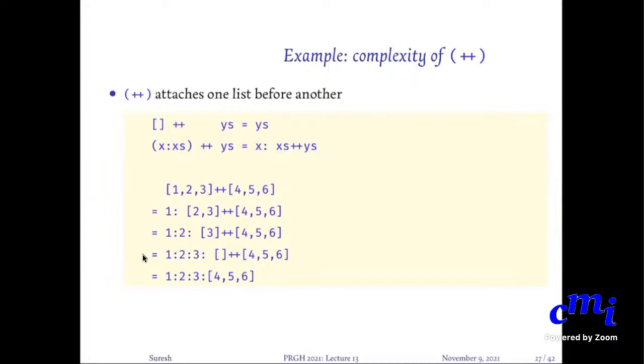So let's look at this. 1 2 3 plus plus 4 5 6 is: stick 1 to the front of 2 3 plus plus 4 5 6. But what is 2 3 plus plus 4 5 6? Stick 2 in front of 3 plus plus 4 5 6. But what is that itself? You stick 3 in front of empty list plus plus 4 5 6. Finally, empty list plus plus 4 5 6 is nothing but 4 5 6. So you have 1 colon 2 colon 3 colon 4 5 6.